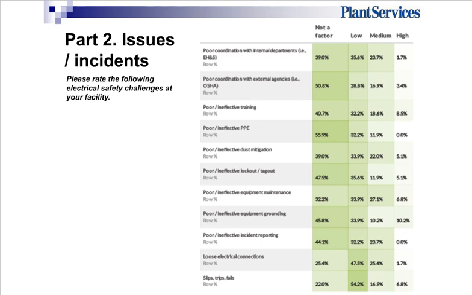Finally, we asked people, please rate the following electrical safety challenges at your facility. And I know the type is fairly small here, but I do want to point out that the highest number of people who said that there was a high issue was related to poor and ineffective equipment grounding, which is interesting. Almost 46% said it wasn't a factor at all, but almost 10% said yes, that's exactly what we're seeing. That's the problem that we're having.